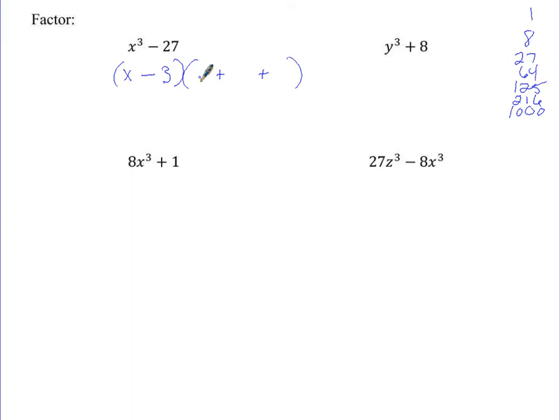To get this one, I square this one. So what is x squared? x squared. What is 3 squared? That gives me that one, 9. And then I take these two numbers and I multiply them together and I get 3x. And that goes there. That's it.